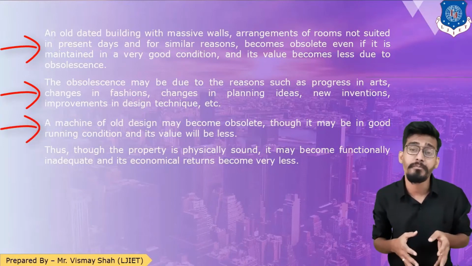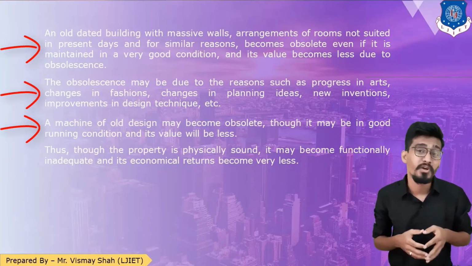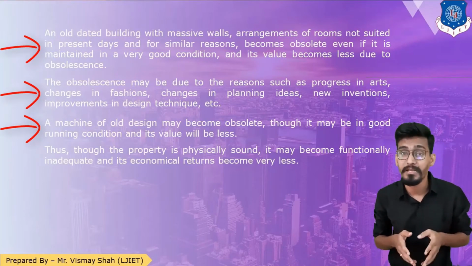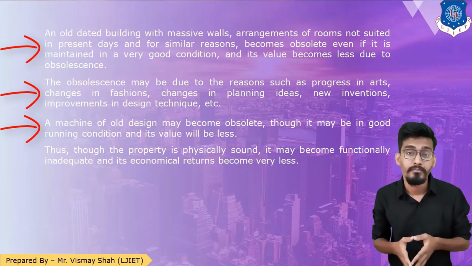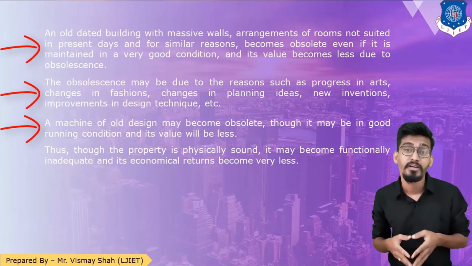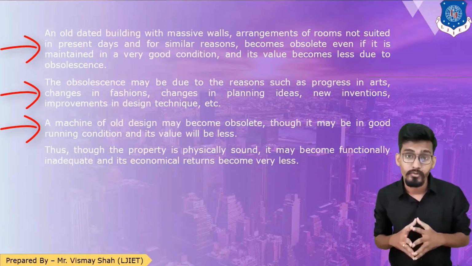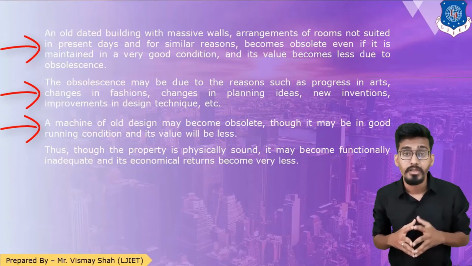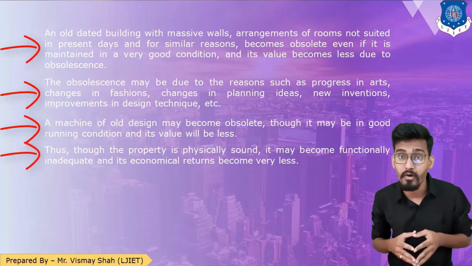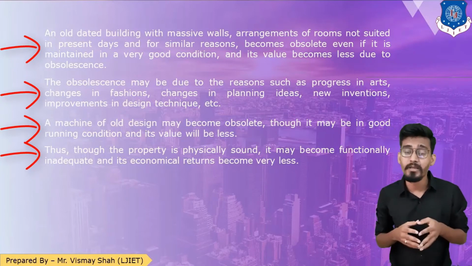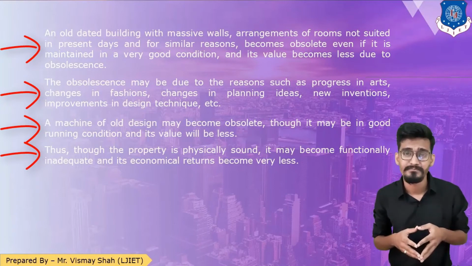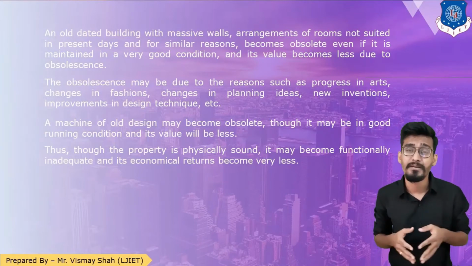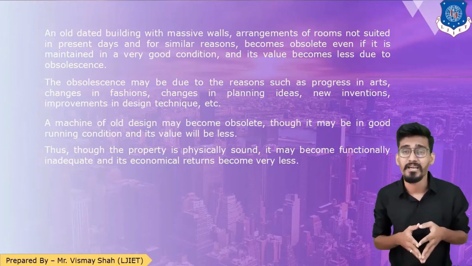The same goes for a machine: if a machine becomes old, it will get obsolete. Even if the machine is working properly and having a good output, if the same company has delivered a higher version of that machine, the old machine will lose its value due to obsolescence. Thus, though the property is physically sound, functionally it has become inadequate and its commercial returns become very less. So this is about some of the other points regarding obsolescence.